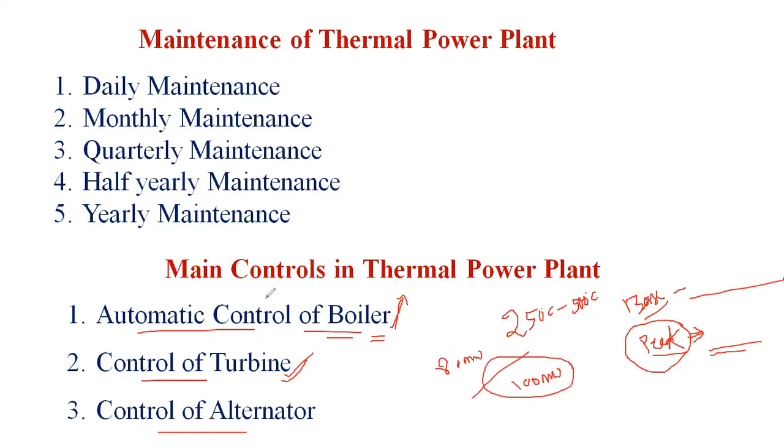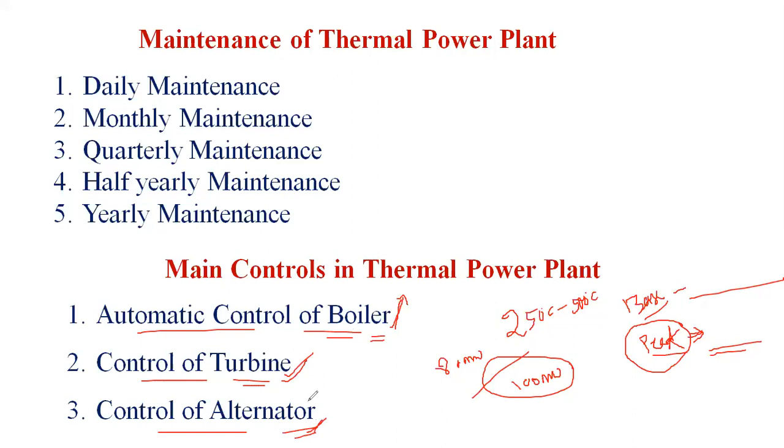At the same time, we are not saving fuel either. Actually, fossil fuels are depleting day by day, and the available fossil fuels can be used only for a short interval of time, about 3 to 4 years. That's why we need to save fuel with the help of automatic control of the turbine. And once the turbine is controlled automatically, the alternator is also controlled.